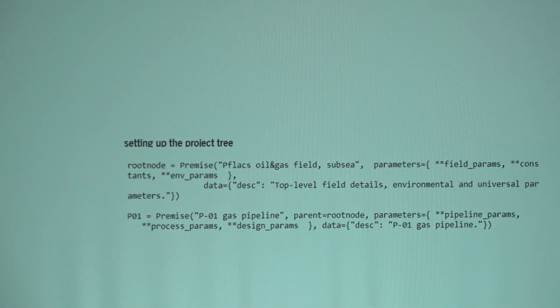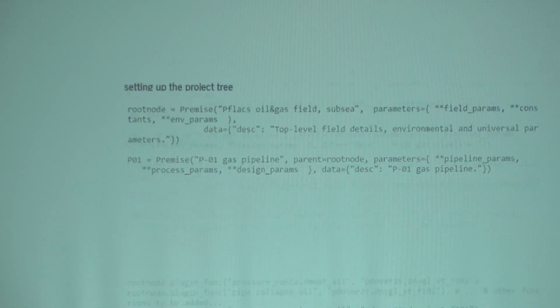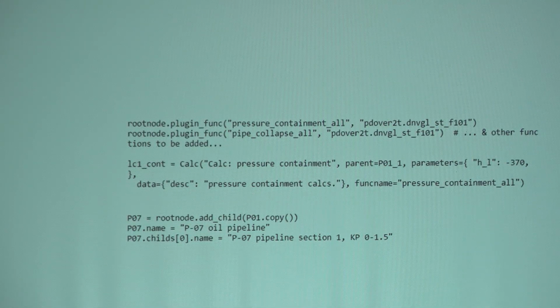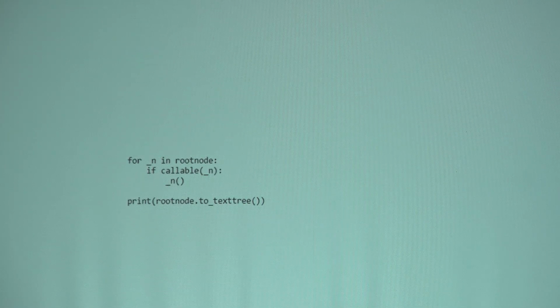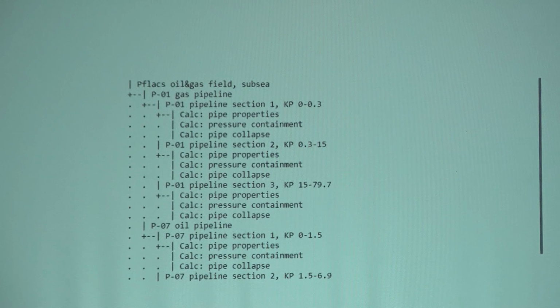So I'm just creating my tree now, creating a couple of premise nodes, and plugging in a function to do some calculations as well. And down at the bottom, I'm actually creating a second pipeline, so I'm cloning the nodes I've made, and I'll update the parameters, the attributes on those nodes, and I'll iterate over the calculation tree, over the pflacs tree, call all the calc nodes, and print out that tree. So this is a representation of the structure of the tree now, and all the calculations we've been doing. So anyway, I hope that gives you some idea of how it works. I don't want to go into any more detail than that now.